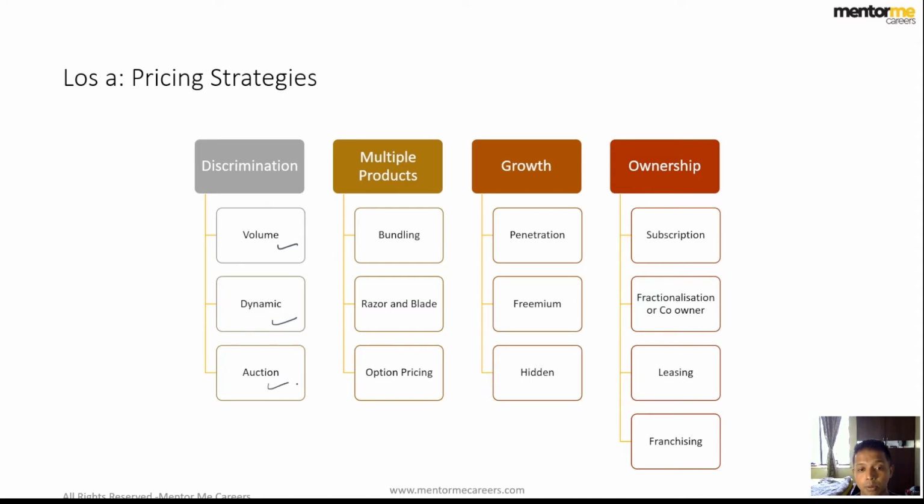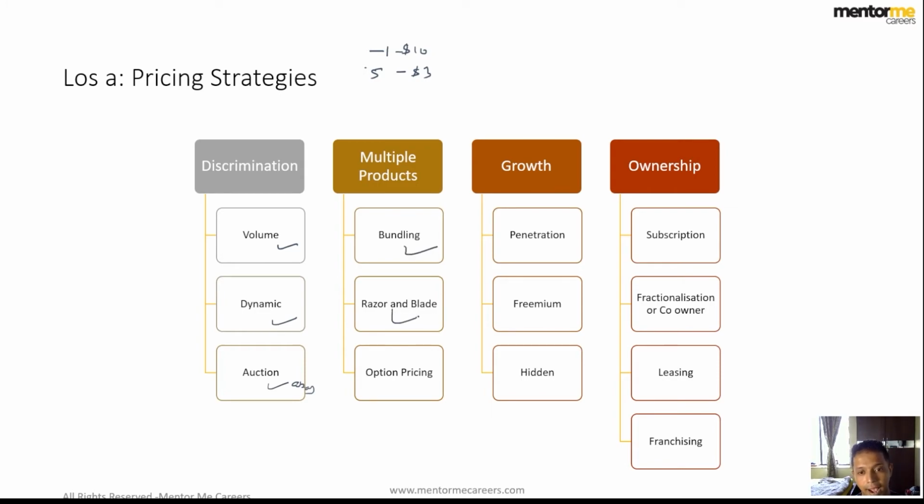eBay would be an example for auctioning, right? And there are other websites as well, which primarily base their price on auctioning, right? Multiple products, right? You might say that, okay, if you buy one product, I'm going to give it to you for $10, right? But if you buy 5 products, I'm going to give you all at a rate of $3. So that's nothing but bundling, okay?